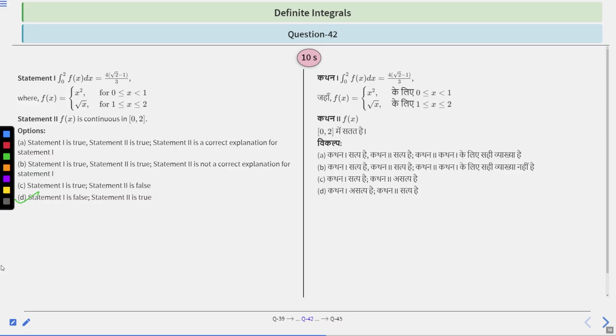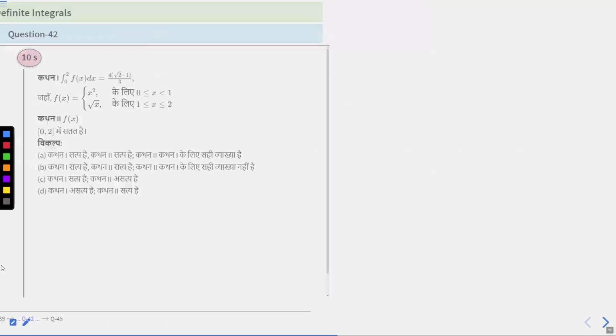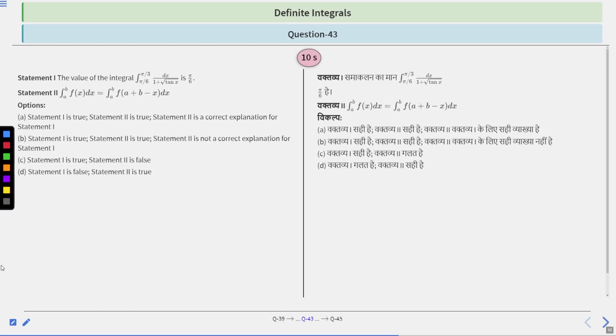Okay, let's move to the next question. Question number 43. It is again a statement type question, assertion and reason. Statement 1 says that the value of the integral from pi by 6 to pi by 3 of dx upon 1 plus root over 10x is basically pi by 6. And statement 2 says that the integration of a to b f(x) dx is equal to the integration of a to b f(a plus b minus x) dx, right?